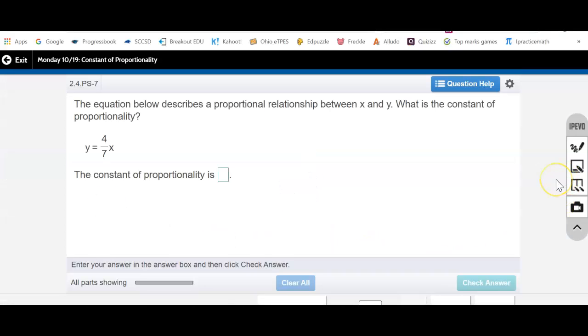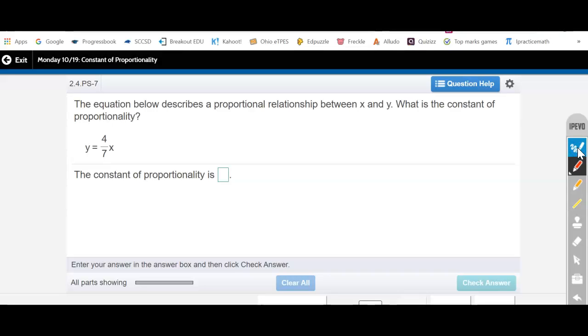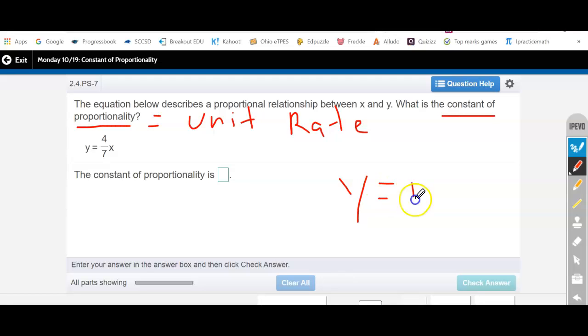Today we are looking at constant of proportionality, which is another term for unit rate. Okay, constant of proportionality means unit rate. And we're going to give you a formula. It's going to be y equals mx or y equals kx or something in front of x. And anything sitting in front of x, that is our constant of proportionality or our unit rate.